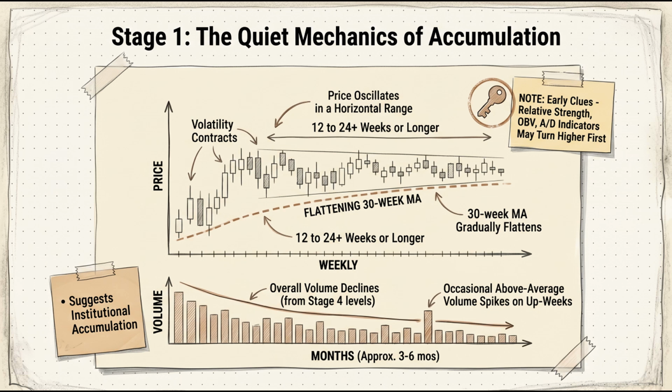Volume characteristics are key here. Overall volume declines from Stage 4 levels, but occasional above-average volume spikes appear on up weeks, suggesting institutional accumulation. Relative strength stops deteriorating and may begin to improve slightly before price breaks out. Indicators like on-balance volume and accumulation distribution often turn higher before the price does, offering an early clue that the stock is preparing for a new move.